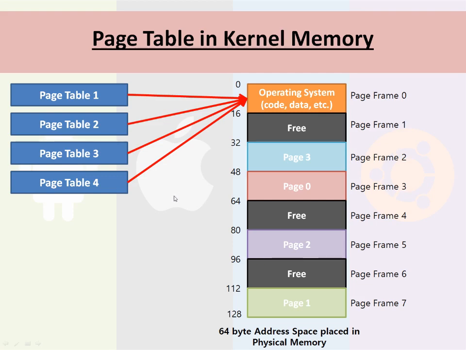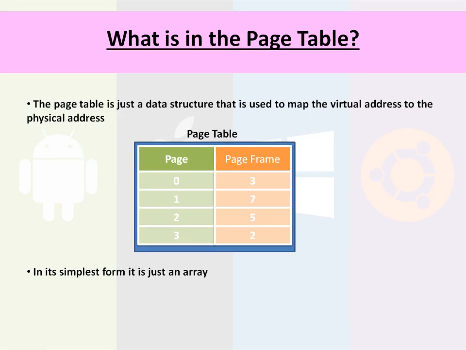So page tables are stored in the kernel. And just to elaborate on what a page table is, it's just a simple data structure, kind of like an array, that is used to map a virtual address to a physical address. It specifically stores the page numbers and the page frame numbers that they're associated with. In its simplest form, it's just an array, right? The indexes will be the page numbers, and the value that you get out will be the page frame numbers.